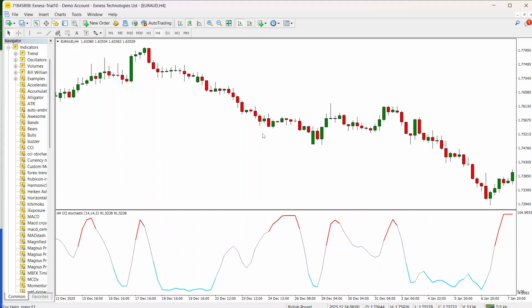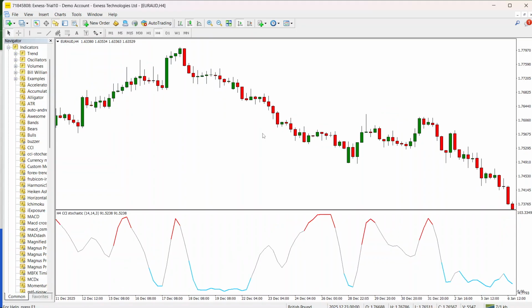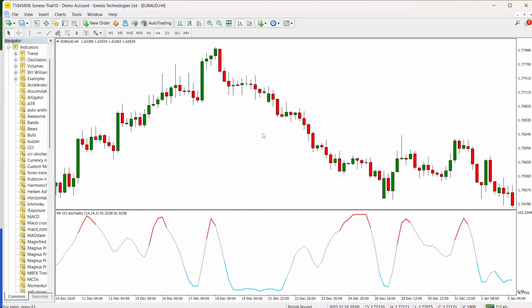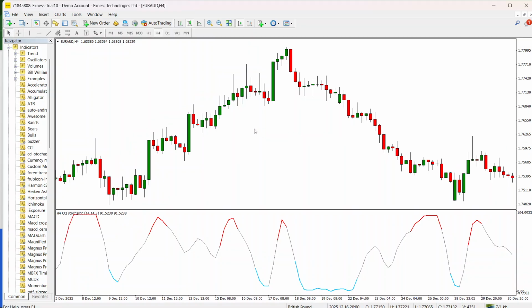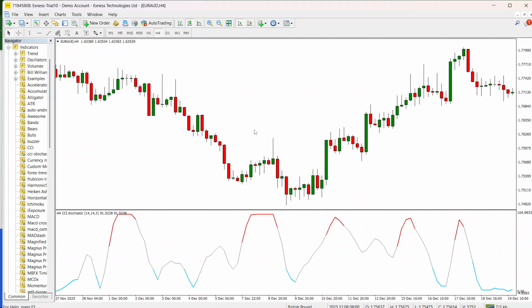It's a visual analysis tool only, does not execute trades, and works best when its signals are combined with support and resistance zones or levels, trend direction, and risk management rather than being used alone.